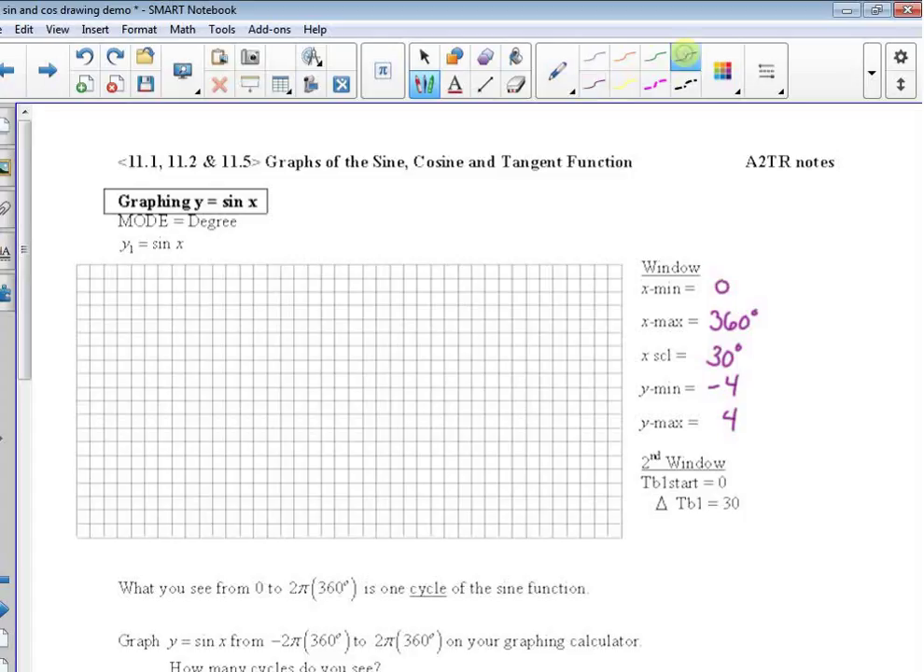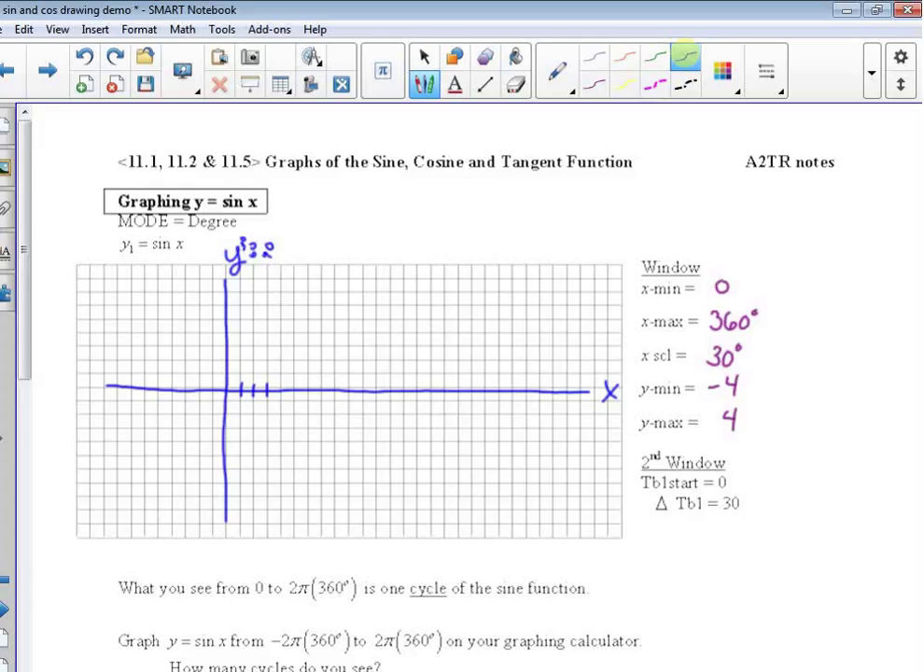So let's take and draw our axes. I can't use a ruler real well on the smartboard, so I'm doing my best to make this as straight as possible. Each little mark can be 30 degrees, okay? So 30, 60, 90.